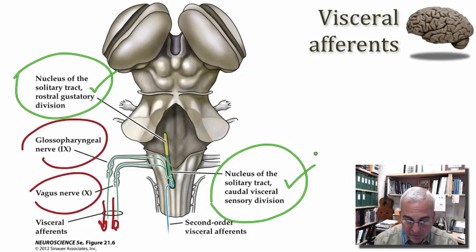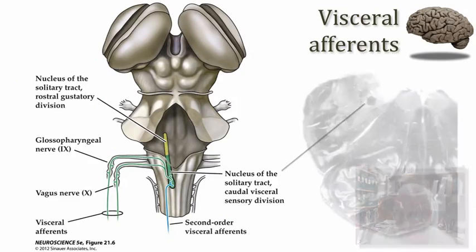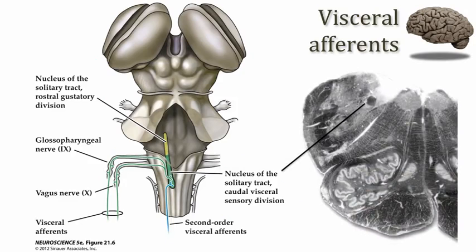It's this caudal division that's receiving this input from these cranial nerves and from collaterals of our anterolateral system. So this nucleus of the solitary tract then is really a key center that integrates incoming visceral sensory signals. So just to give you a view in a brainstem cross-section, this nucleus is really quite distinct.